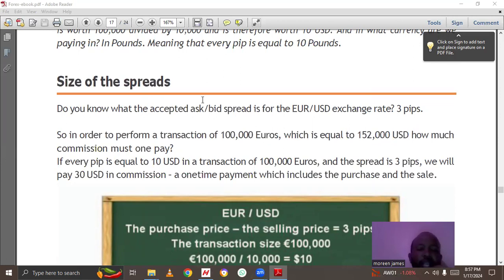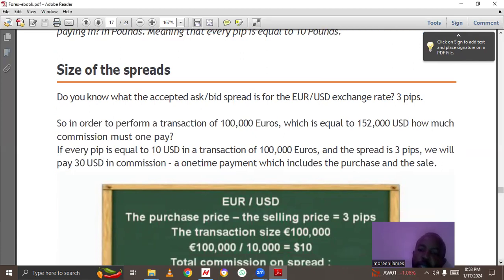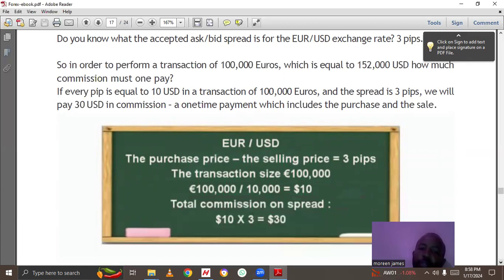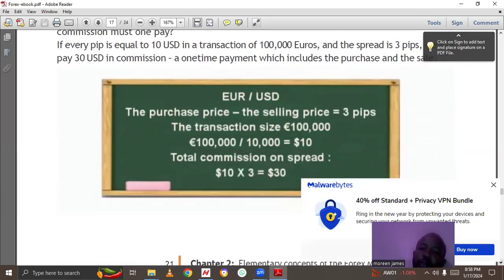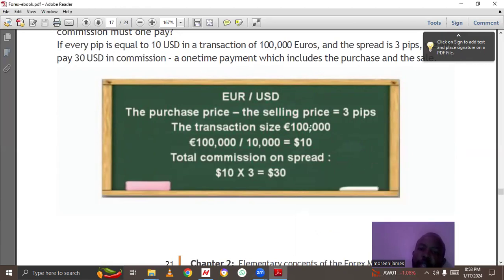Do you know what the accepted bid or ask spread is for the Euro USD exchange rate? 3 pips. So in order to perform a transaction of 100,000 euros, which is equal to 152,000 USD, how much commission must one pay? If every pip is equal to 10 USD in a transaction of 100,000 and the spread is 3 pips, we will pay 30 USD in commission, a one-time payment which includes the purchase and the sale. So the Euro USD purchase price minus the selling price equals 3 pips. The transaction size is 100,000.